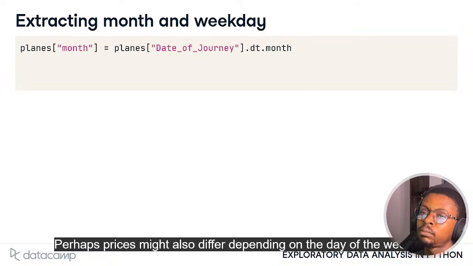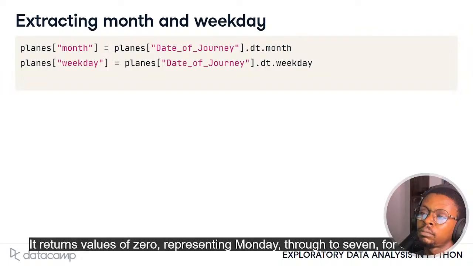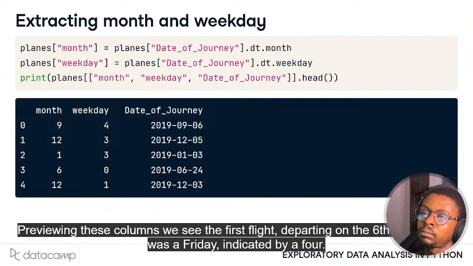Perhaps prices might also differ depending on the day of the week. Let's grab that using the dt.weekday attribute. It returns values of 0, representing Monday, through to 6 for Sunday. Previewing these columns, we see the first flight, departing on the 6th September, was a Friday, indicated by a 4.